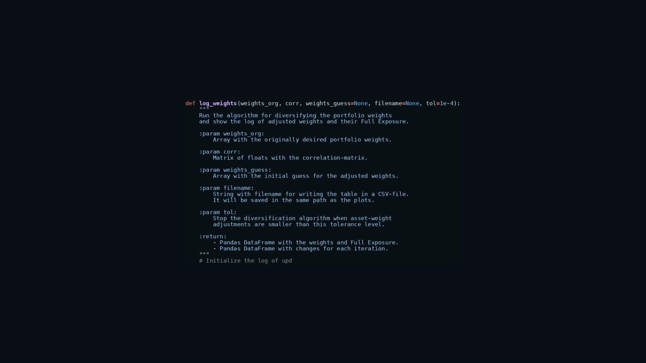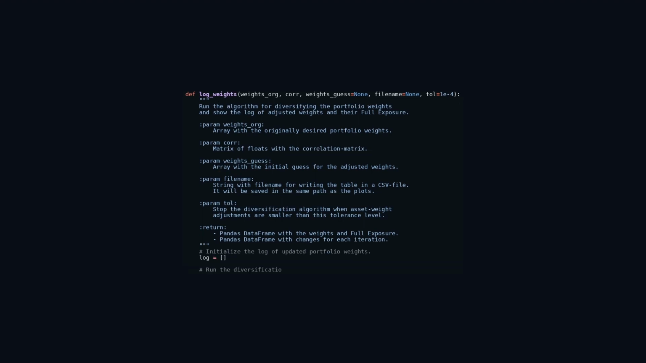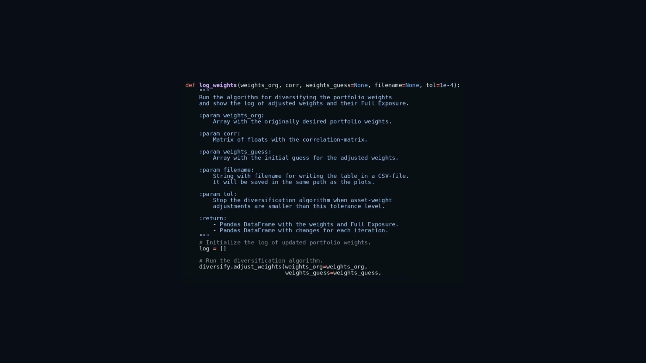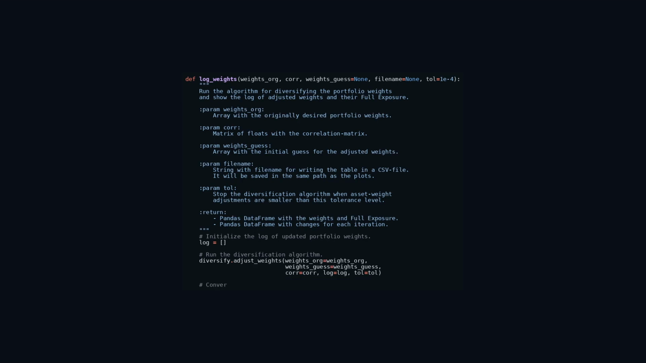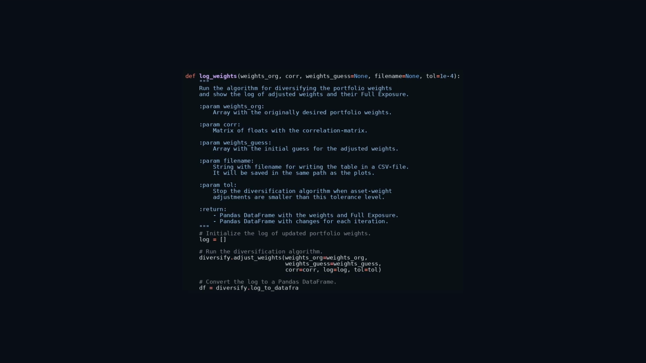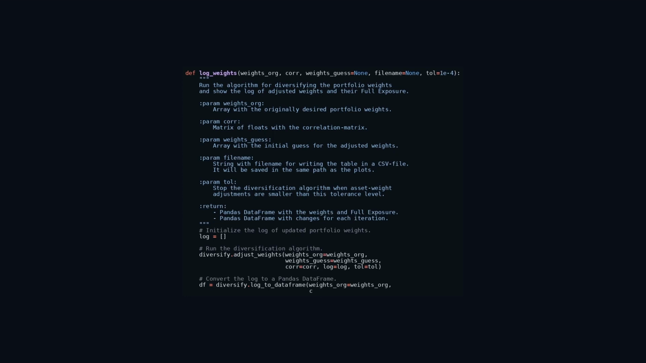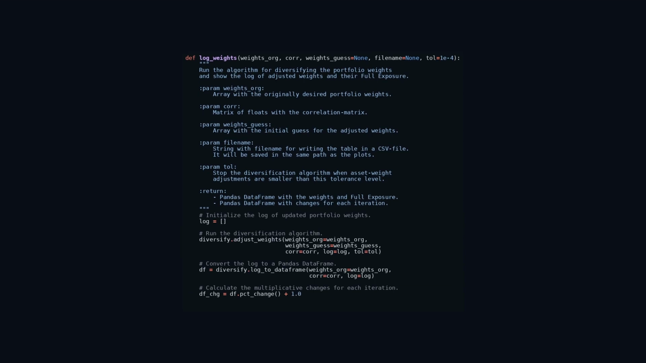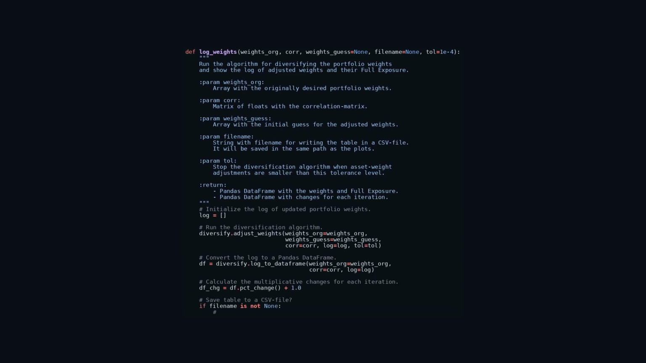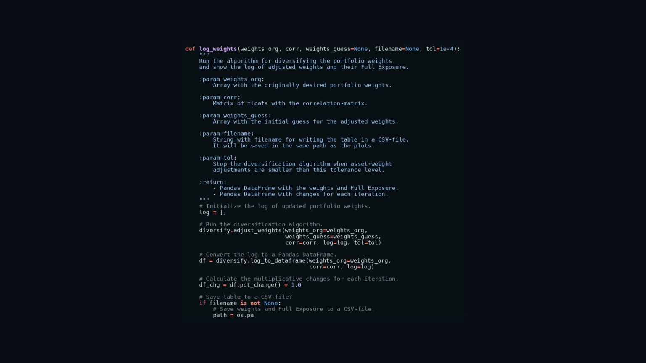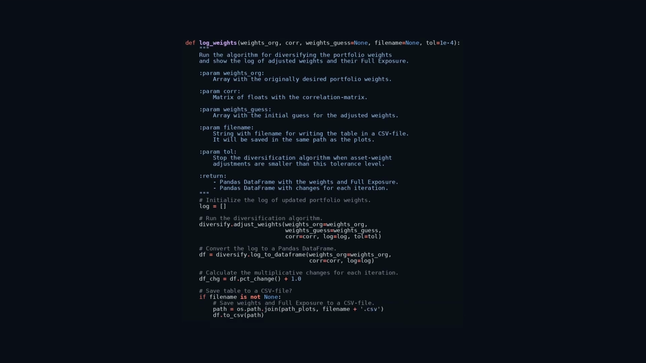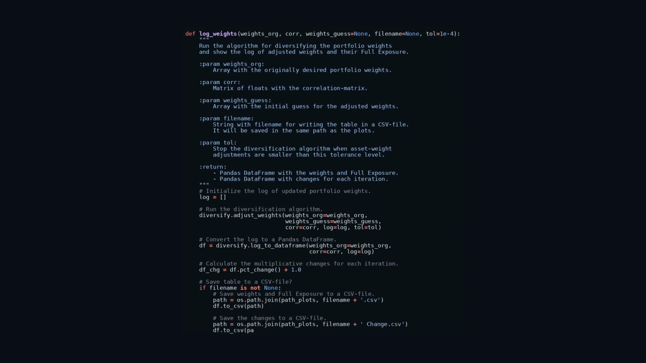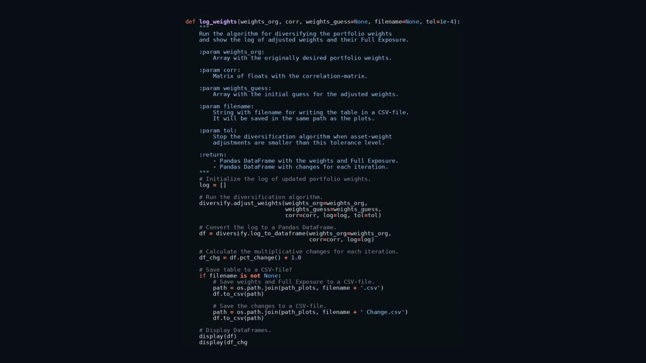The function then calls diversify, adjust weights, another function responsible for adjusting the weights according to the algorithm. This list is converted into a pandas data frame named IDFA, from which percentage changes for each iteration are calculated and saved in another data frame. If a file name is specified, if and TITF are saved as C files in a designated path. Both data frames are then displayed and returned by the function. This function is useful for optimizing and diversifying portfolio weights, allowing users to analyze weight changes over multiple iterations and, if desired, save these results in CE files for further analysis or record keeping.